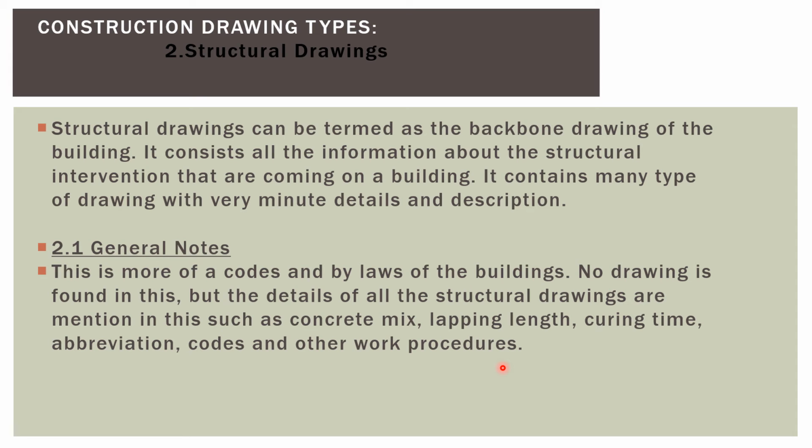For example, if any person makes a structural drawing, what code he followed, like an Indian code, American code, UK code. And what the concrete mix is, like 1 ratio cement, 2 ratio sand, and 3 ratio aggregate, lap length for bars, how much curing time, abbreviations, codes, and other work procedures are all mentioned in the general notes.